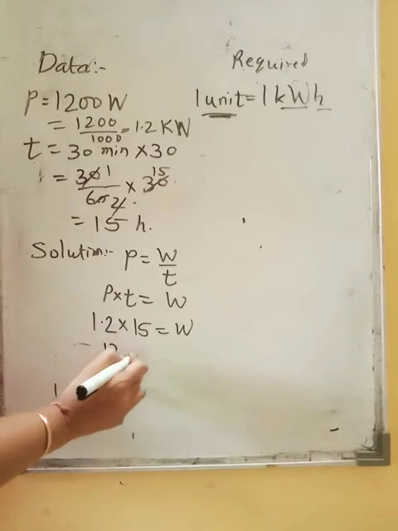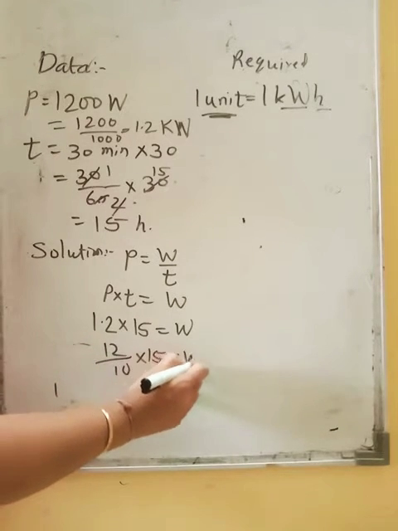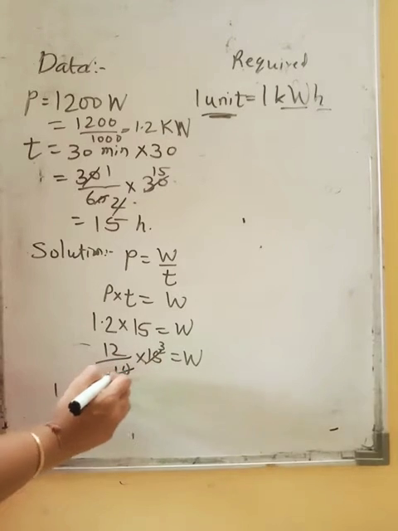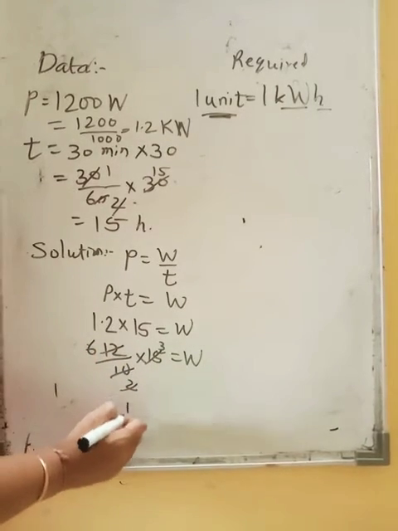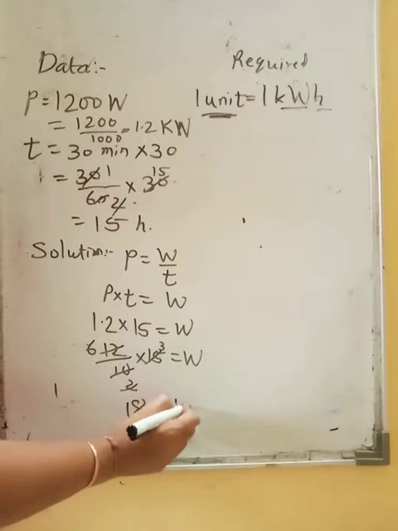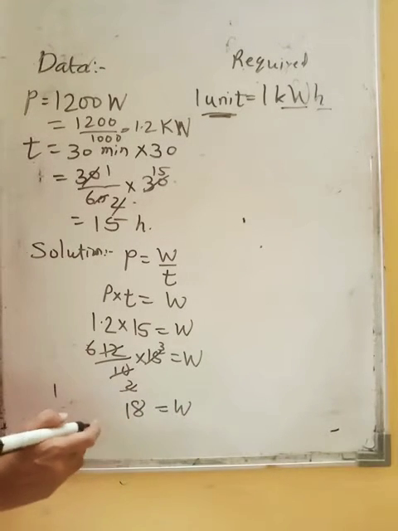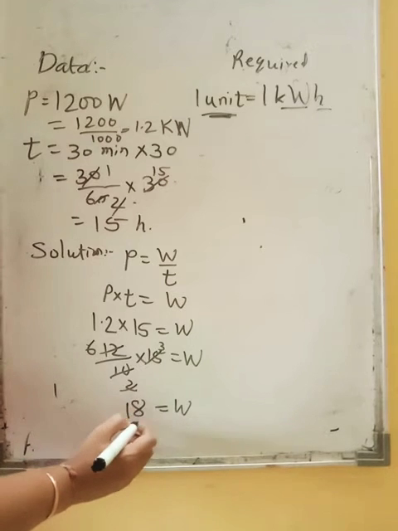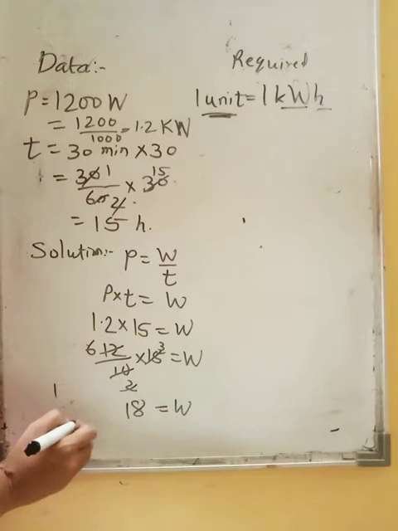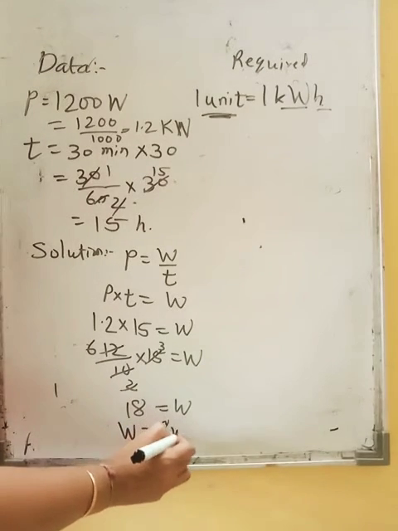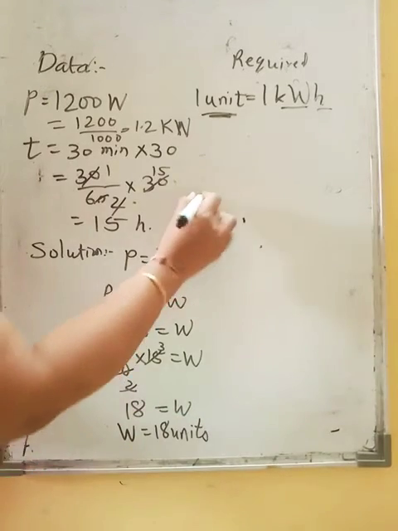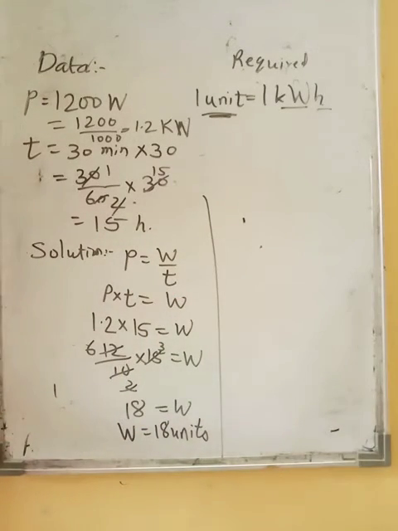12 upon 10 into 15 is equal to this. 5 3s are 15, 5 2s are 10, 6 3s are 18. So 18 units. That will be in units. So your energy used is W equal to 18 units, correct? As they have asked for the answer in units, we can write it in units.